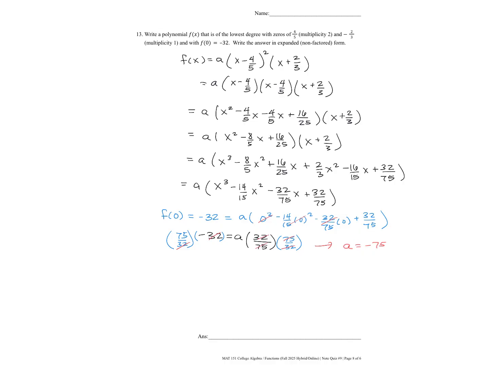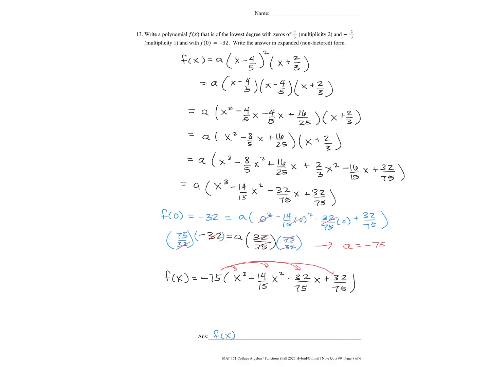So my polynomial is f of x is equal to negative 75, which we just found, times x to the third power minus 14/15 x squared minus 32/75 x plus 32/75. And again, remember, we can't leave our answer with fraction coefficients. So we've got to multiply that 75 into all four of those numbers there. And in doing so, we get our final answer.